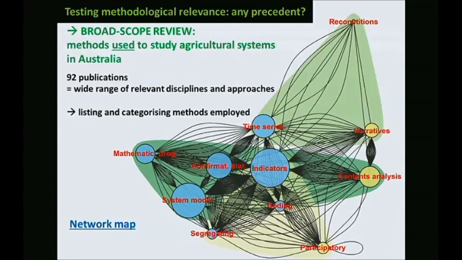And the linkages, so that's, for instance, you've got one publication using 3 types of methods, so those 3 will have 3 links.